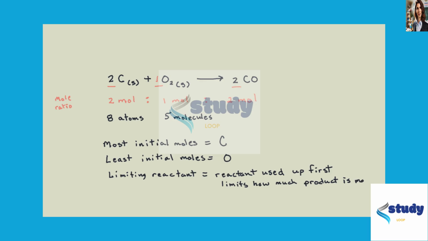Okay, so we can use our mole ratio to help us answer this question. We want to see which one is used up first. And we see that they react in a 2 to 1 ratio. Well, that means if we want to use all 8 atoms of the carbon, we would need half that amount, or 4 molecules of the oxygen. So that's how much we would need. Well, we have 5, so we have extra oxygen. When we use up all 8 of those carbon atoms, we're still going to have oxygen left over. Therefore, the one that's going to be used up first is the carbon.